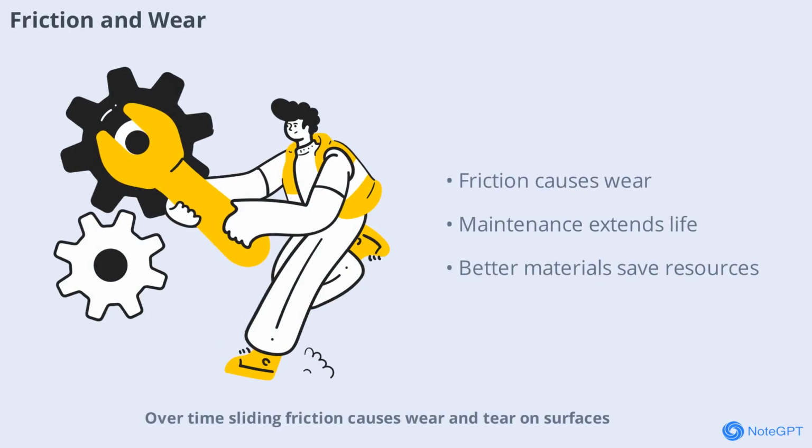Over time, sliding friction causes wear and tear on surfaces. This is why shoes wear out, car tires need replacing, and machine parts must be maintained. Engineers study wear patterns to improve materials and extend the life of products. By understanding how friction leads to wear, we can design items that last longer and perform better, saving money and resources in the long run.